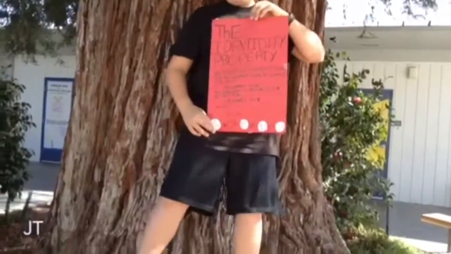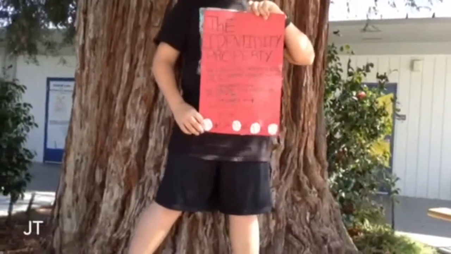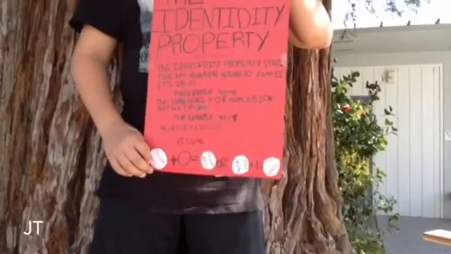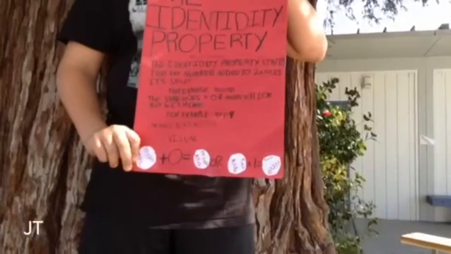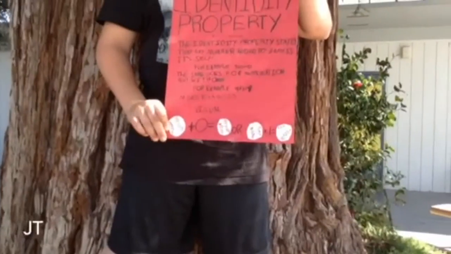So I did the identity property of multiplication and addition. This property states that any number added to 0 or multiplied by 1 is itself. For example, 9 plus 0 is 9, and 9 times 1 is 9. My visual is 1 baseball plus 0 is a baseball, and 1 baseball times 1 is a baseball.